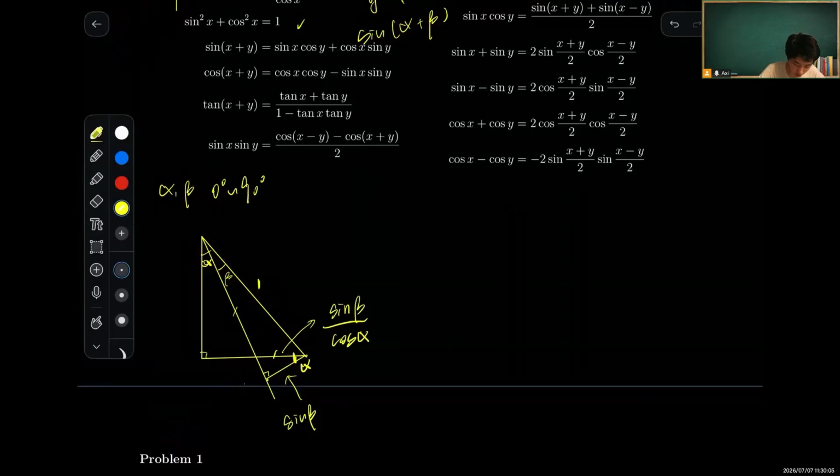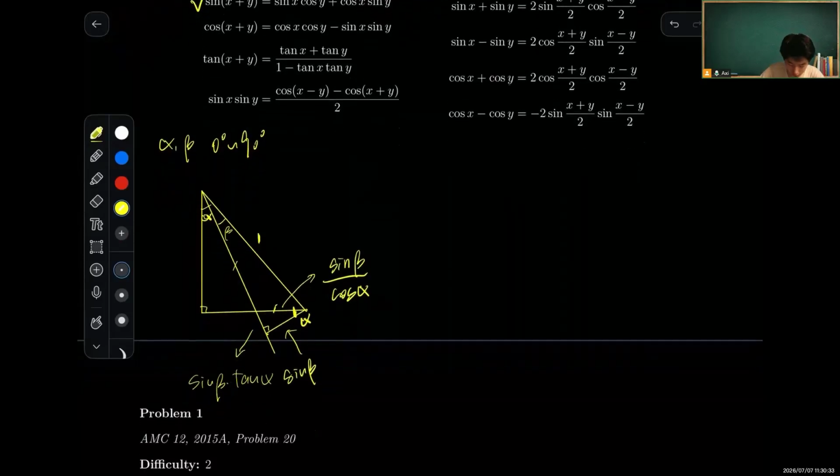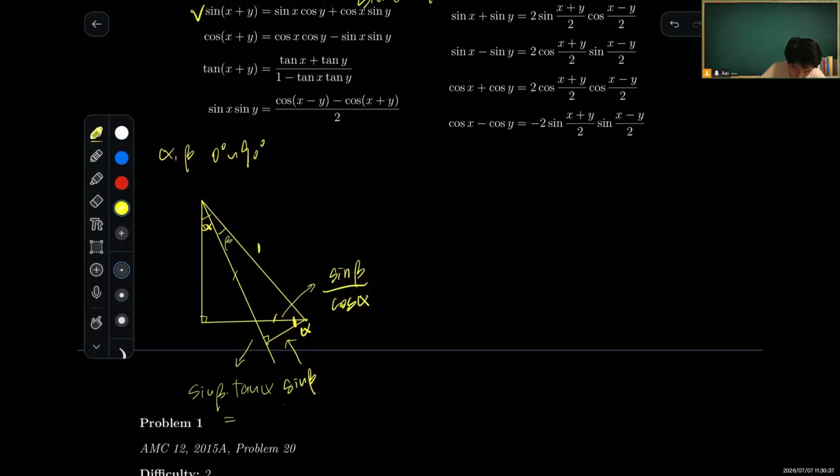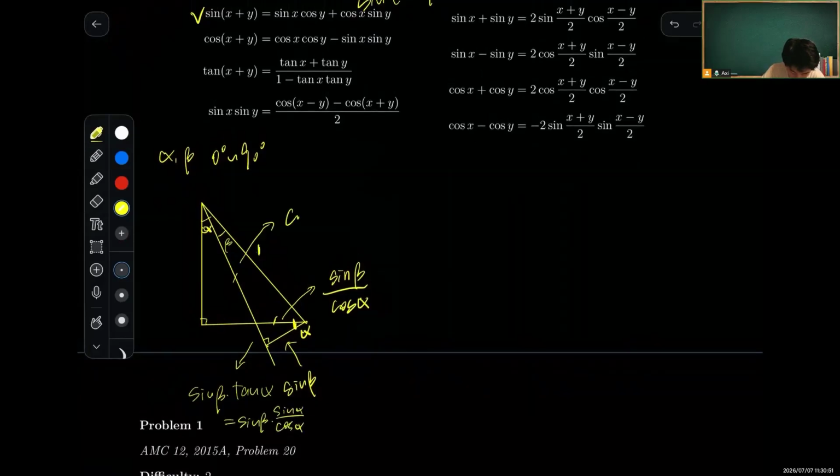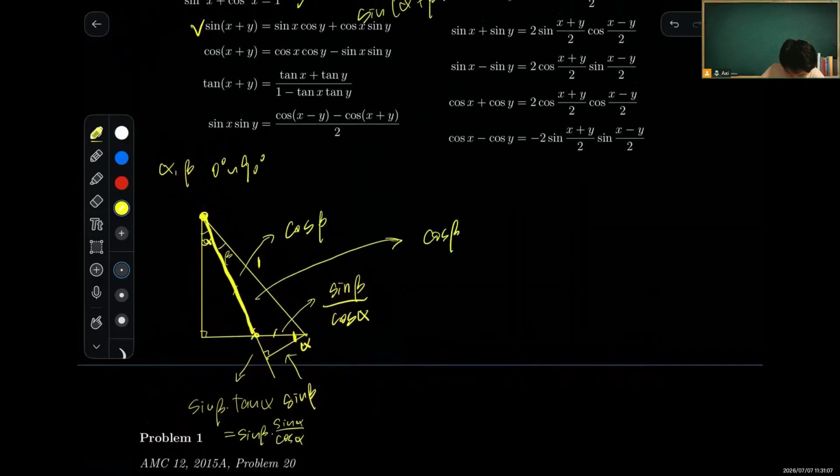And also that means we can find this length. So originally, this length should have been sine of beta times tangent of alpha. But here, since we're first focusing on the sine identity, and we don't really want a tangent here, let's write tangent as sine alpha over cosine alpha. Also, remember this length is cosine of beta, so the long segment here can be written as cosine beta minus sine beta times sine alpha over cosine alpha.